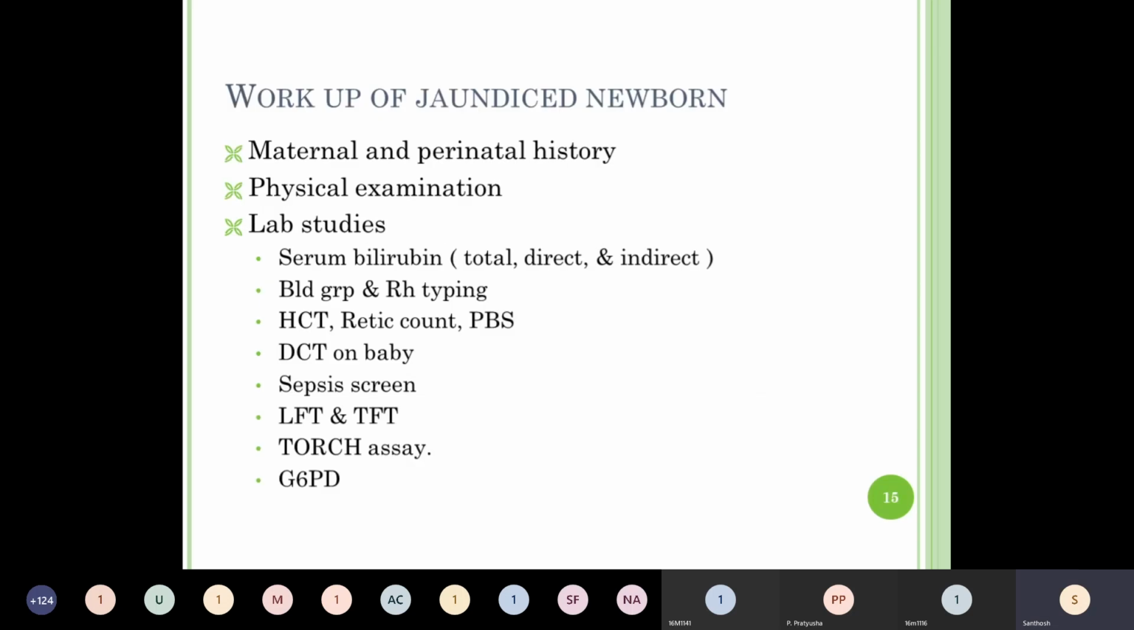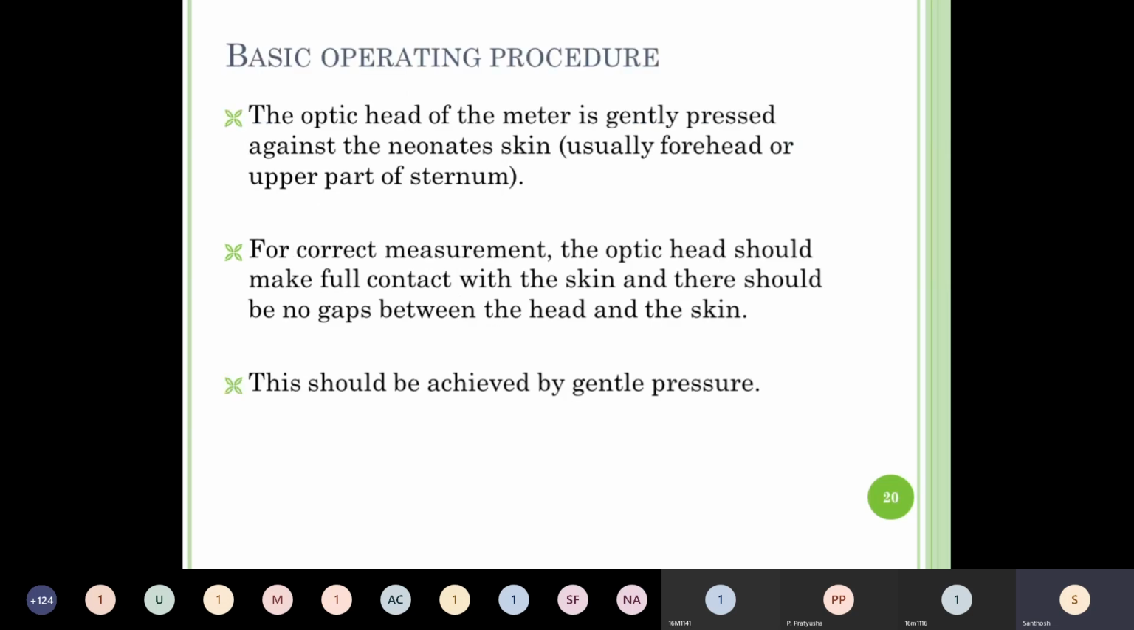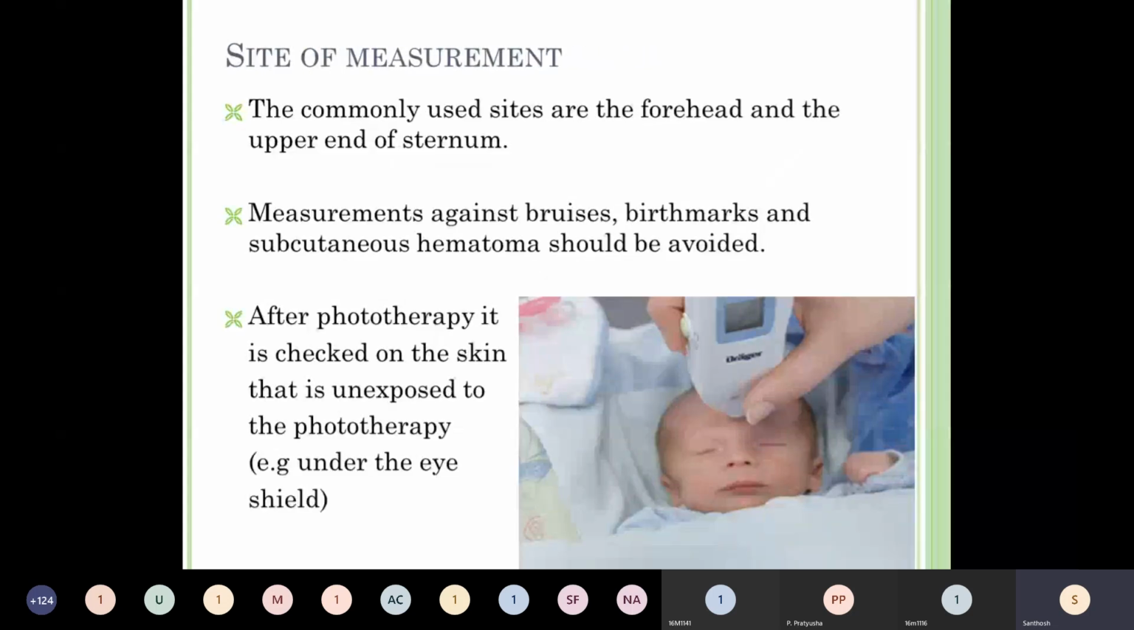Now, how do you check the bilirubin? Now you have the lab values, that is, you do the serum bilirubin. Is there anything non-invasive where we can check the bilirubin by directly measuring through the skin? There are things called bilirubinometers. What you're seeing is a Drager company one, where there's an optical head. It works on the basis of optical signals.